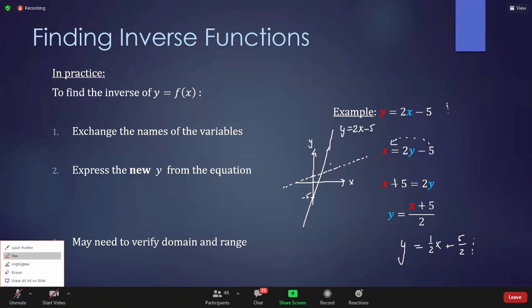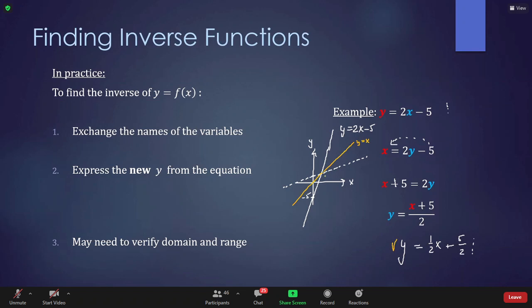I will sketch in the bisector as well. So the line of symmetry, y equals x. You can see the first line, the white line, 2x minus 5, is symmetrical to the other one. I will make it green. So this will be, oh, sorry, didn't change the color. Okay, do it, please, green. So this will be the green. This is the second, this is the inverse function and the graph of the inverse function.